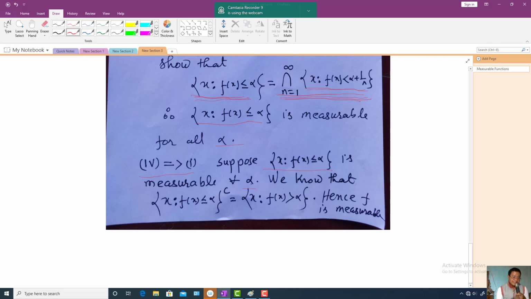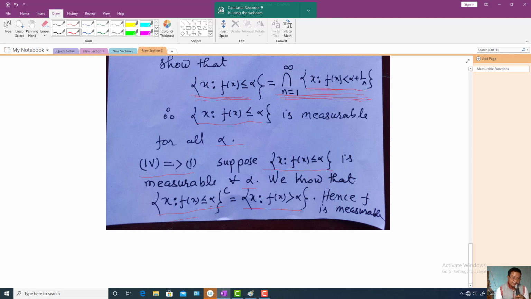What is statement 1? We are going to prove that the function f is measurable. Here also we know the complement of this set. The set is x such that f of x is less than or equal to alpha. The complement will be f of x strictly greater than alpha, x such that f of x is strictly greater than alpha. So this is the complement of this set.